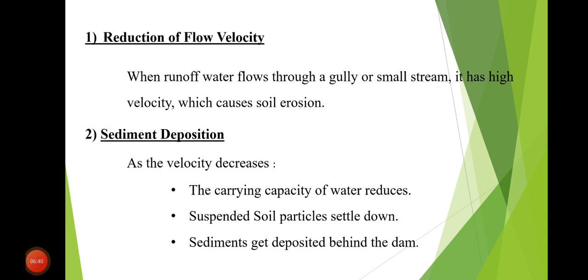So, reduction of flow velocity. The check dam acts as an obstruction to flowing water. This reduces the velocity and the erosive force of the runoff, thereby protecting the gully bed and the side slopes.